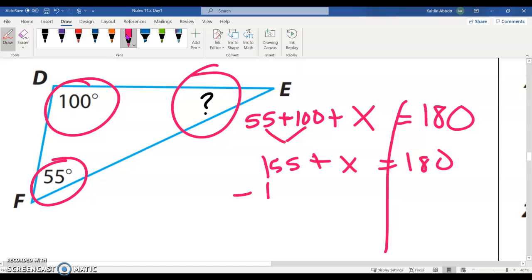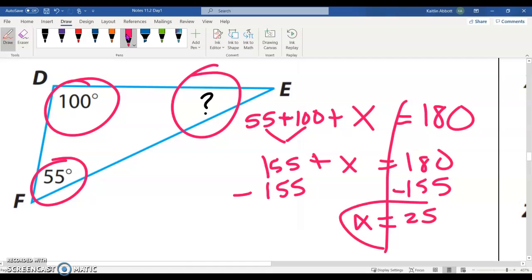Then I need to subtract 155. Also, your angles should never be negative. You cannot have negative angles. 155. We're left with x equals, what is that? 25? Yep, 25. So our mystery angle is 25.